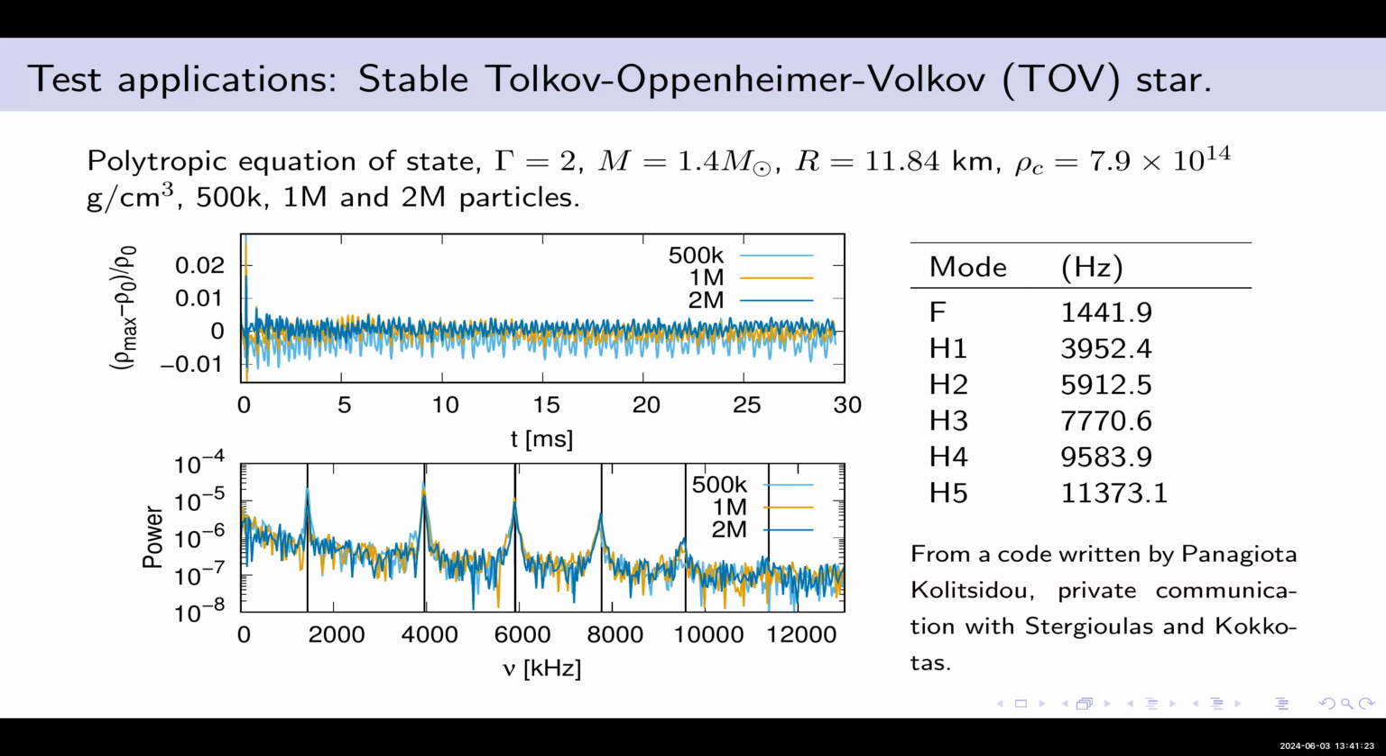Once you let it go, there's some numerical error, of course, truncation error. You see that we've done evolutions here with 500K particles, 1 million and 2 million particles. The full space-time evolution here. You see that the amplitude of the oscillations decreases with resolution. And if you take a spectrum, then we see quite clear peaks at the expected frequencies of the eigenmodes of the star, the fundamental mode, and up to, well, we just see barely a trace of the fifth harmonic mode, but at least we see that.